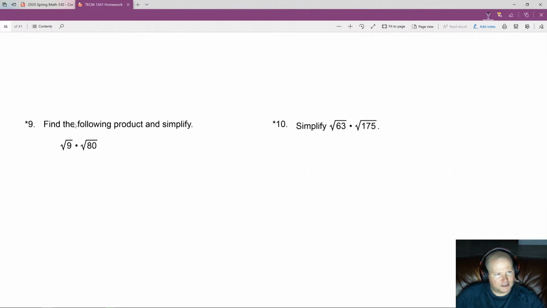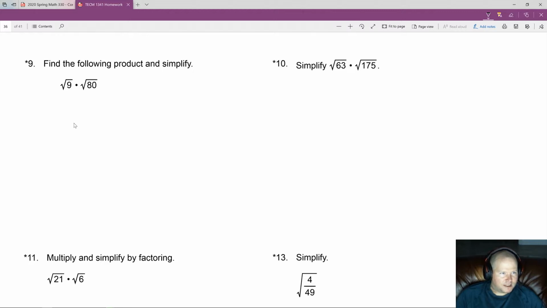Find the following product and simplify. We have the square root of 9 times the square root of 80. Now, the square root of 9 is simply 3, because 3 times 3 is 9. The square root of 80 is a little more complicated, in that I can divide 80 by 16. So I'll break that up into 16 times 5: the square root of 16 times the square root of 5. The square root of 16 is 4, so that's 4 times the square root of 5. So you end up with 3 times 4 square roots of 5, and 3 times 4 is 12: 12 square roots of 5.